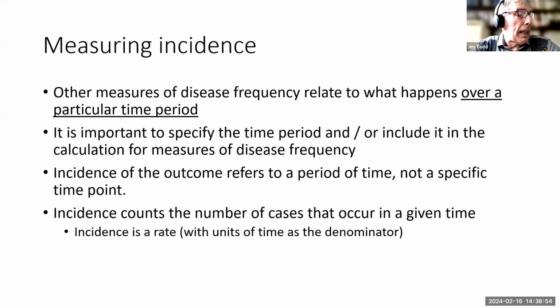Incidence counts the number of cases that occur within that given period of time, even if those cases get better or die or do something else before the end of the study. The incidence is a rate, and it does have the units of time as a denominator.